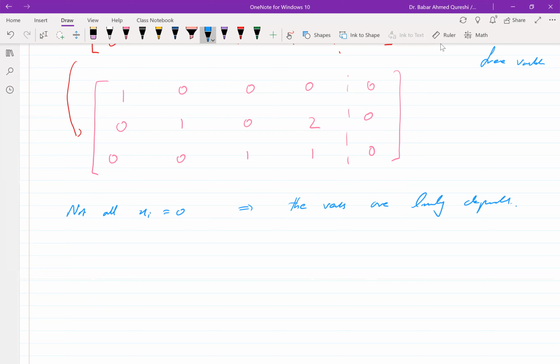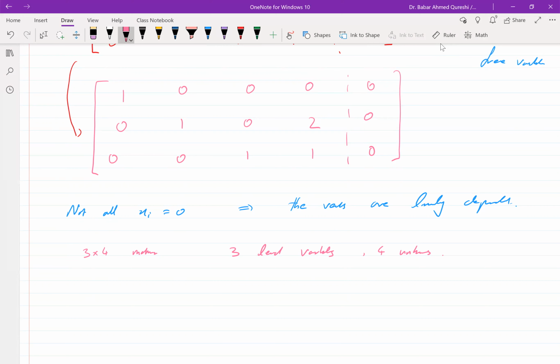But you didn't even have to do all this work. You could have already said that I have a 3x4 matrix. So when I bring it to an echelon form, at most I have three lead variables, and I have four unknowns. So at least one variable is going to be free. So just by looking at the fact that you have four vectors and you are living in three-dimensional space, you know that they are going to be linearly dependent.